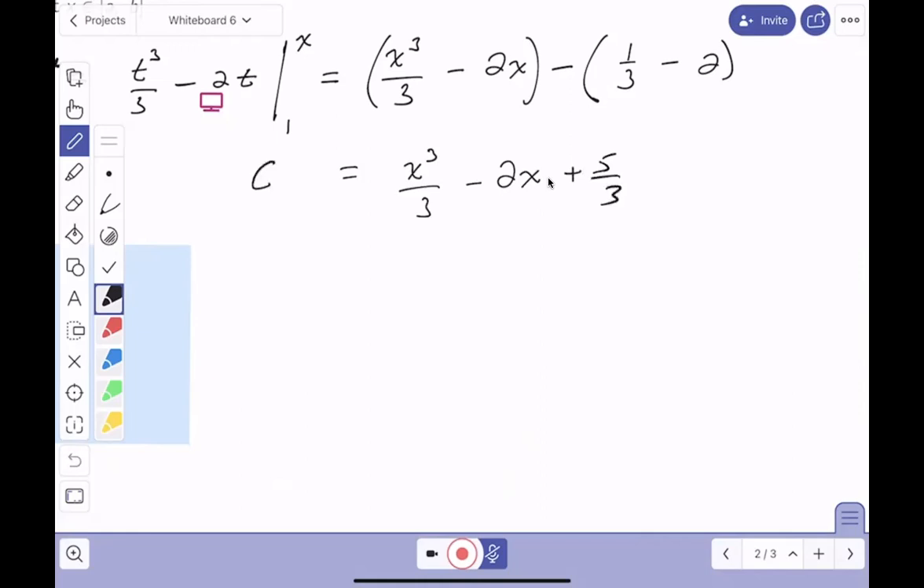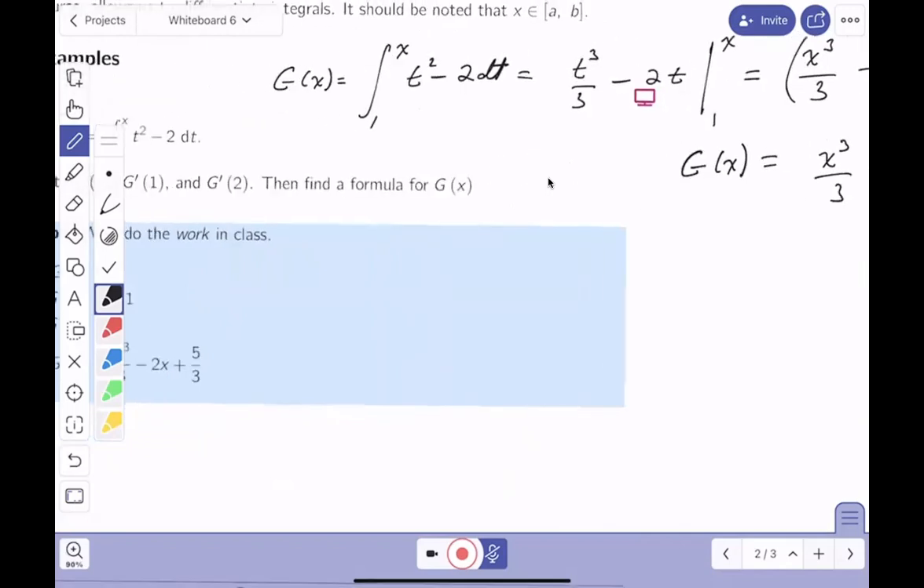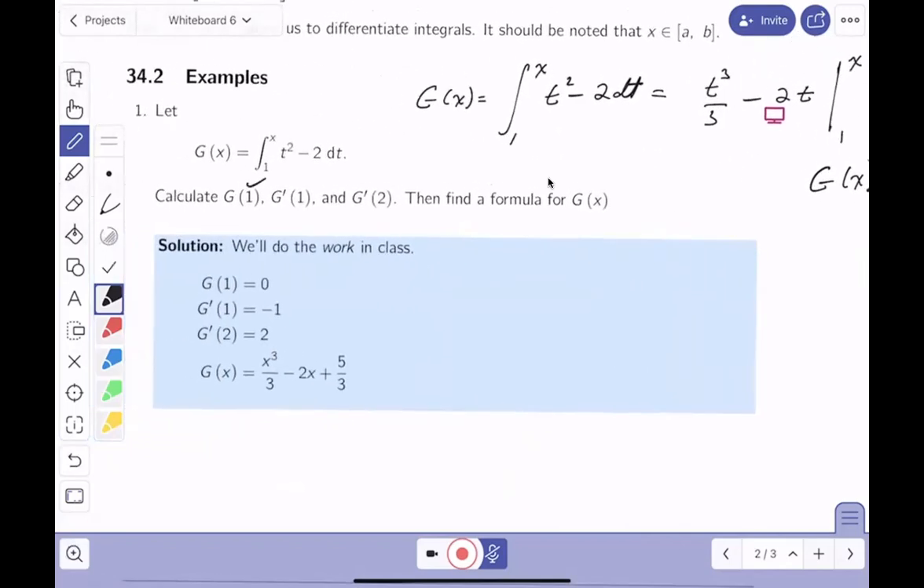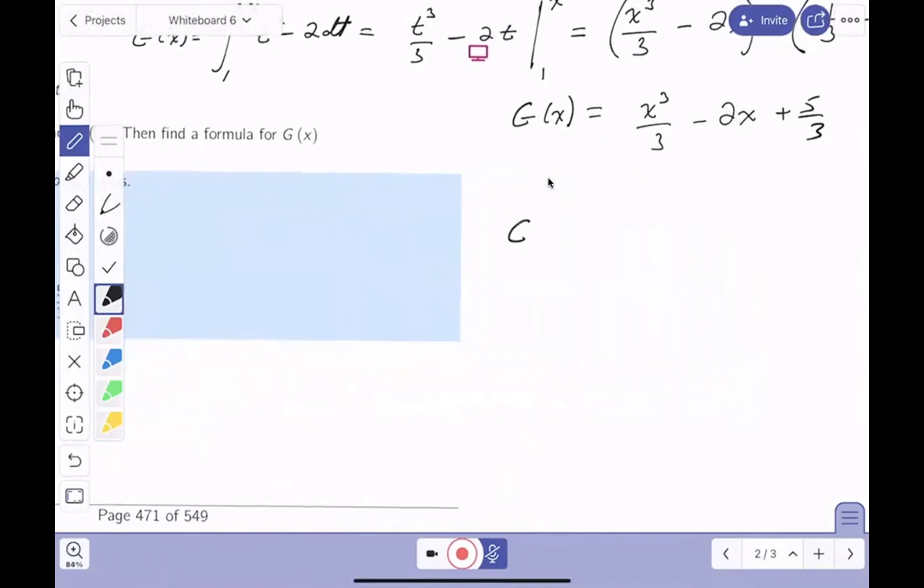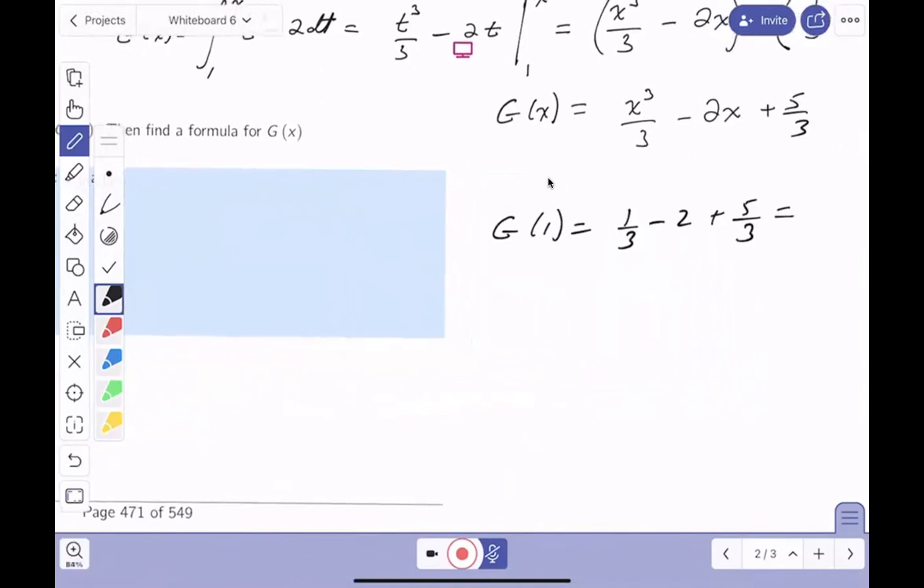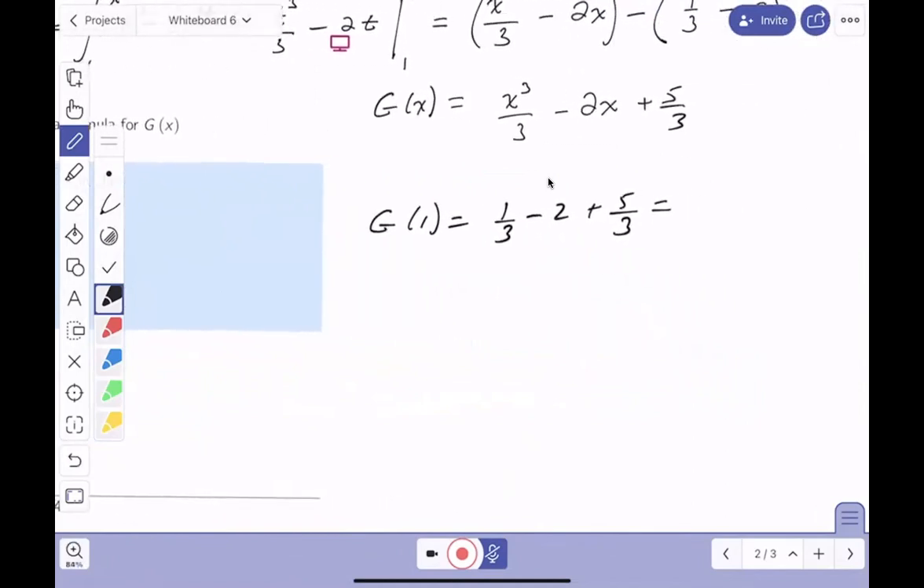By the way, I am not claiming that's their question. All right. Let's see what their questions are, though. The first question is g of 1. Well, there's two ways I could do that. I could write down the function g, evaluate at 1. Well, I just did it, right? What would that give you? 1/3 minus 2 plus 5/3. I'm just plugging in 1, by the way. 6/3, which is 2, and 2 minus 2 is 0.